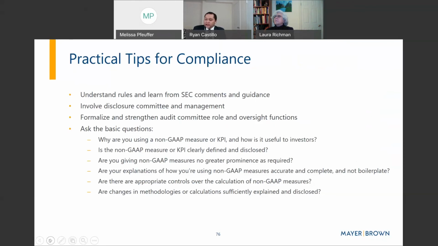Why are you using a non-GAAP measure or KPI? And how is it useful to investors? Is the non-GAAP measure or KPI clearly defined? Is it clearly disclosed? Are you giving non-GAAP measures no greater prominence, as required? Are your explanations of how you're using non-GAAP measures accurate and complete and not boilerplate? Are there appropriate controls over the calculation of non-GAAP measures? Are changes in methodologies or calculations sufficiently explained and disclosed?